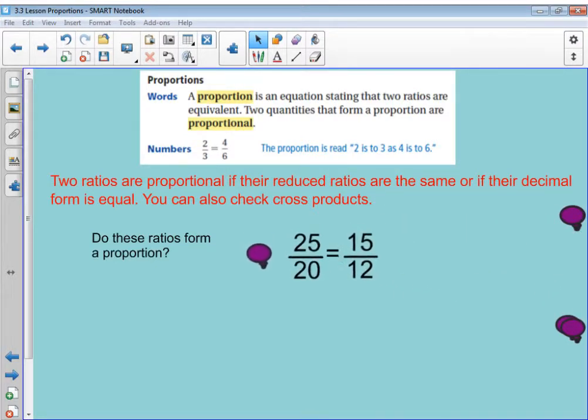All right, how about this one? Go ahead and try this one. Use one of your methods. It doesn't matter if you do cross products, decimals, or equivalent fractions. So go ahead and try this one on your own.